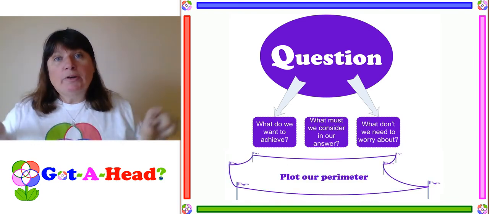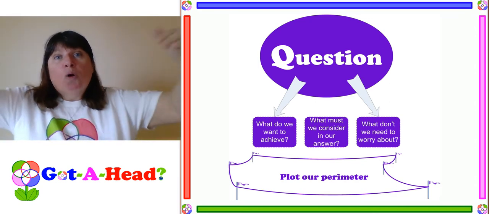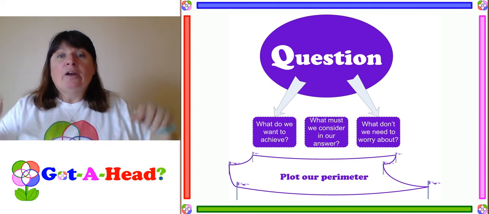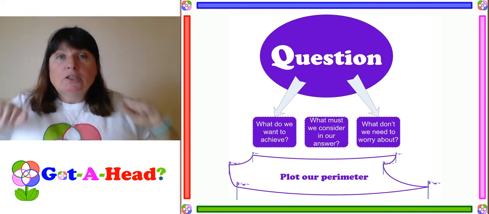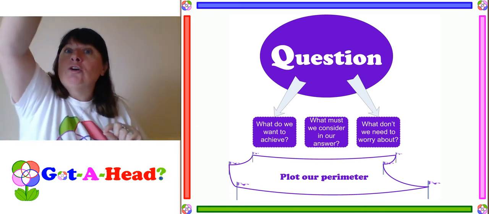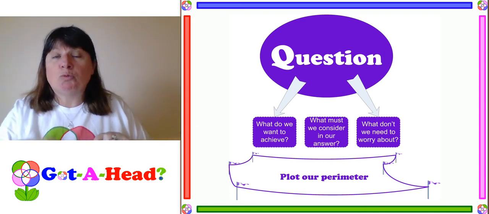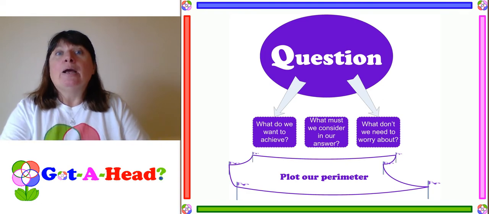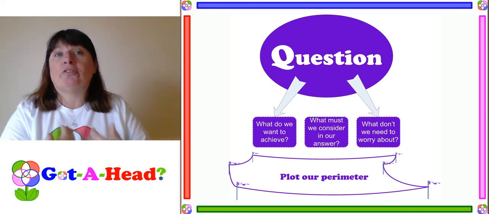So what we're doing at this point is we're plotting out our perimeter. We want to see what are our boundaries, really, for what we want to think. Now, these are guide ropes. So there's nothing to say that you couldn't look out over the top if there's something interesting over there that's relevant to what you're doing at the moment. But on the whole, you're going to stay within the perimeter because that's more efficient in terms of your thinking.